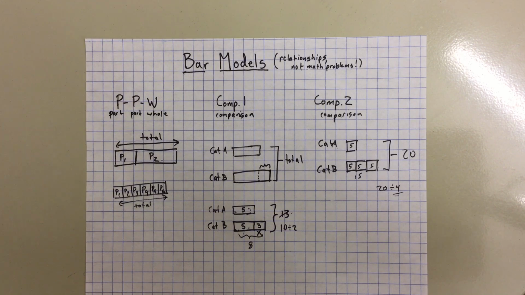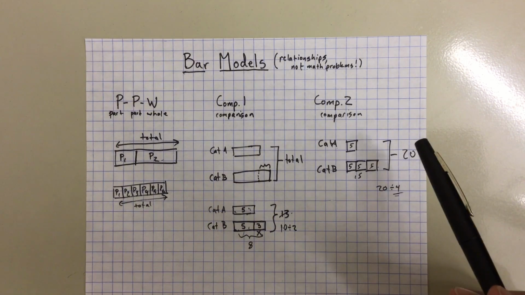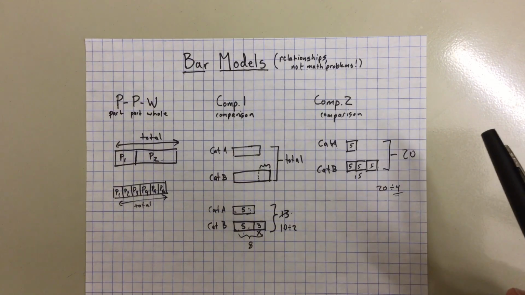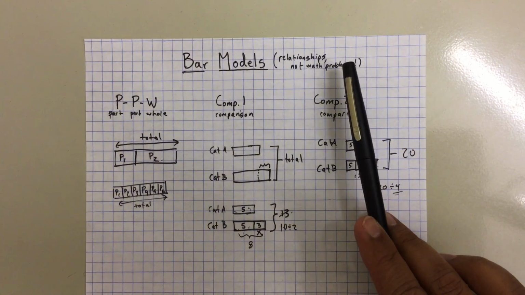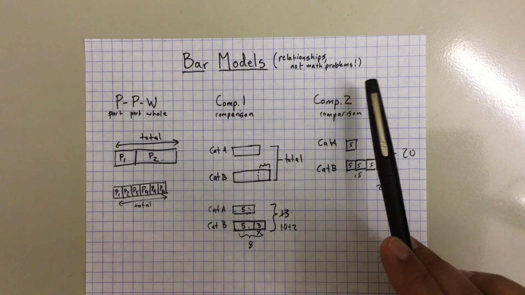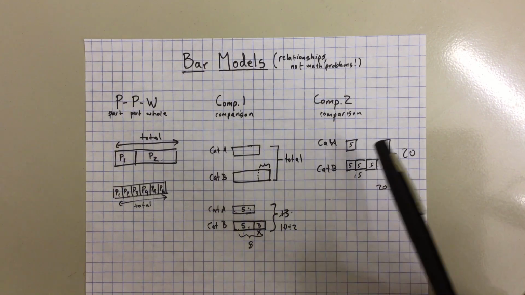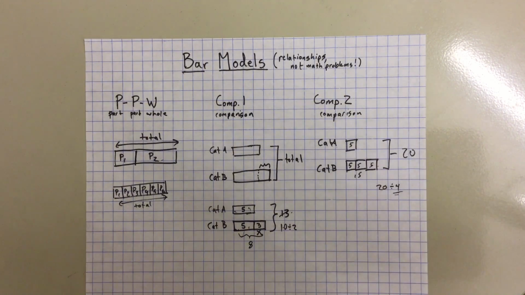time. This video is about bar models, and more to the point, it's about how bar models help kids to figure out what math problems to do. So bar models really just show relationships. They're not actual math problems. Doing a bar model is not doing math, it's figuring out what math to do.